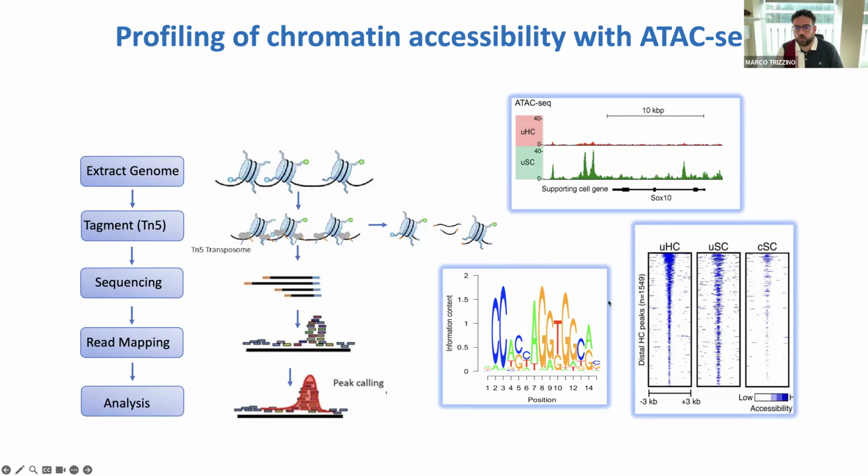And then you can look at the sequence of these peaks, identify motifs of transcription factors that are enriched in this euchromatic region, so you can predict which transcription factors will bind. And then you can look genome-wide with heat maps, and you can do a lot of different analyses.